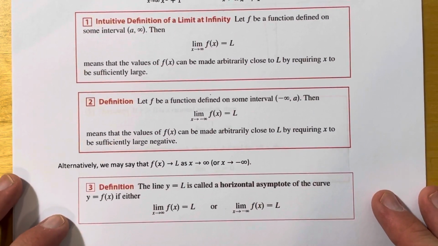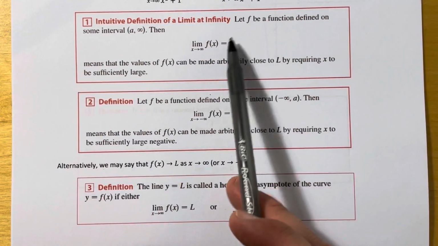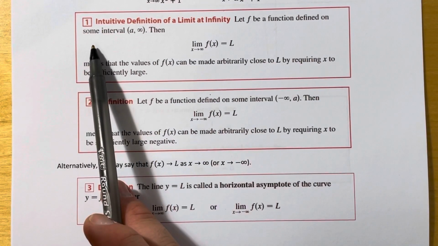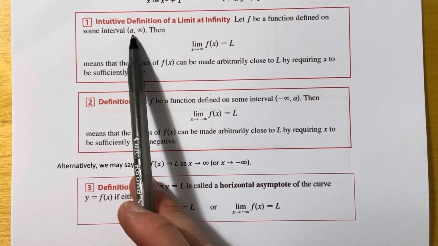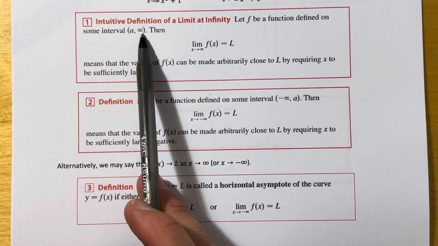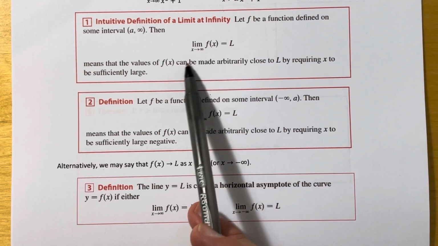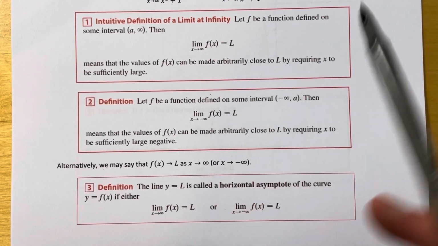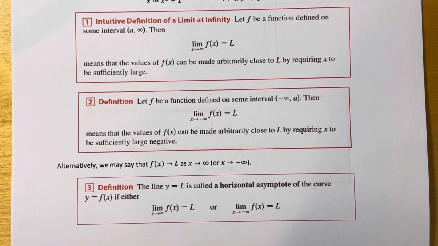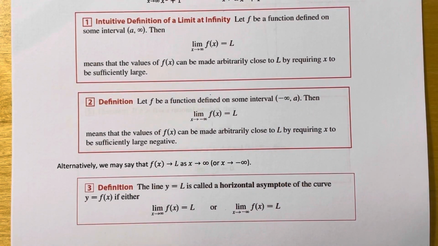Okay, so here we give our intuitive definition for a limit at infinity, which is kind of what we just talked about. Let f be a function that's defined on some interval a to infinity. So some interval that contains real numbers extending all the way to the right. Then the limit as x approaches infinity of f of x is equal to L means that the values that we get from f of x can be made arbitrarily close to L, that's the term I keep using, arbitrarily close to L, by requiring x to be sufficiently large, meaning sufficiently far in the positive direction.